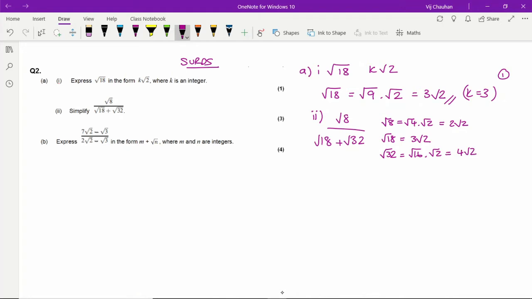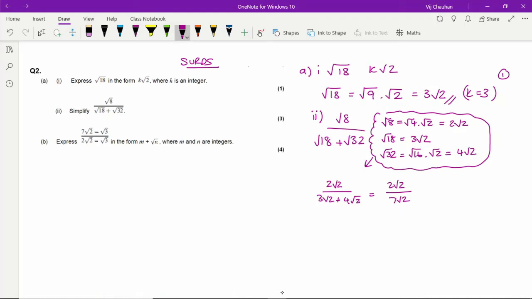So joining those 3 components up, I'll just put a little bubble around that. What that then becomes is root 8 can be written as 2 root 2 over 3 root 2 plus 4 root 2, which then becomes 2 root 2 over 7 root 2, and then we can cancel out our root 2's, just leaving us with 2 over 7.